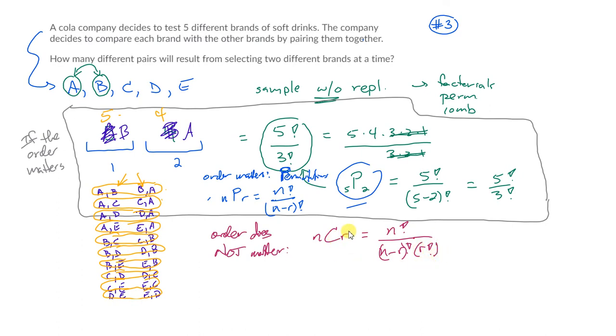That r factorial says I'm going to take each of my, in this case, two permutations and pair them together so that they represent one combination. That's what this is doing. When you add that extra factor in the denominator, you're reducing the result. You're making the result smaller because you're grouping things together.